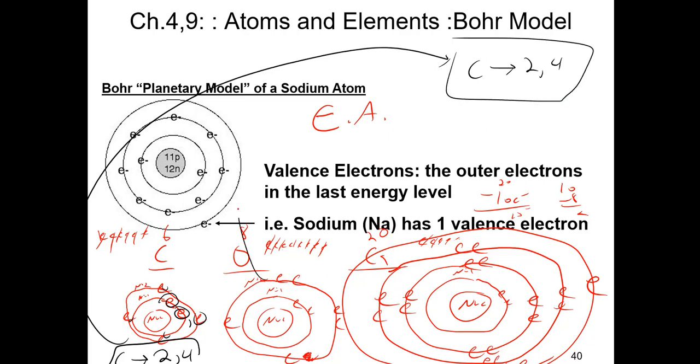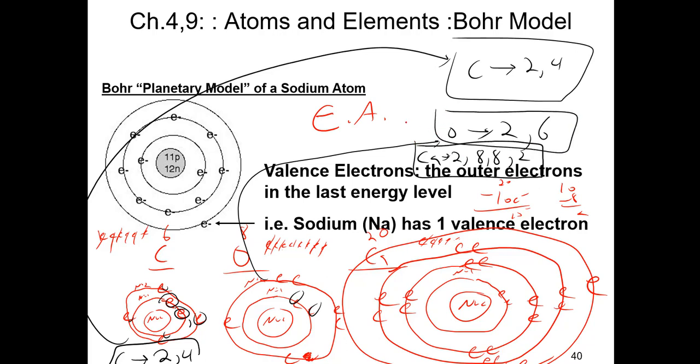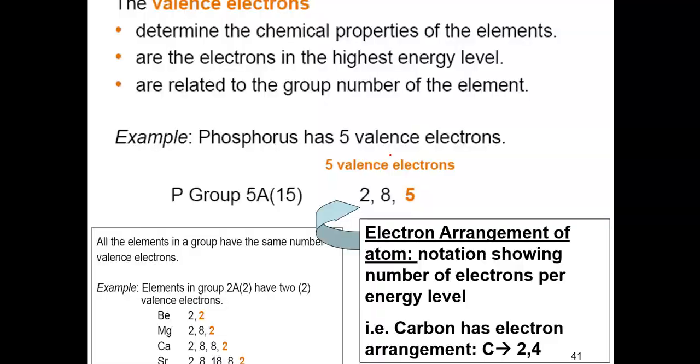So let's do oxygen. 1, 2 on the first energy level, and then 6 on the second one. And then calcium is going to be 2, 8, 8, 2. So those are the 3 electron arrangements. Be sure you're able to do those. So this slide talks a little bit about that. Other concepts that are important.